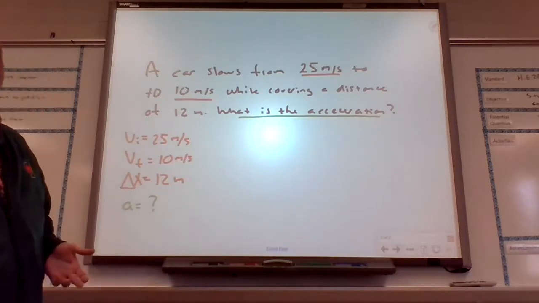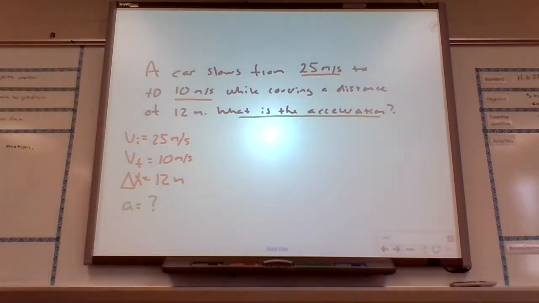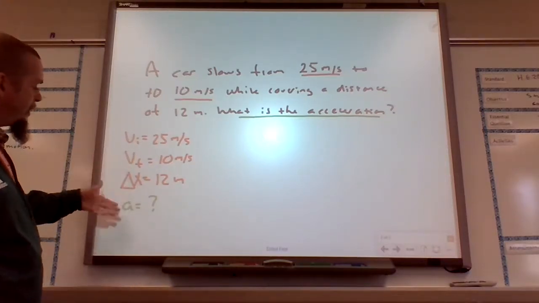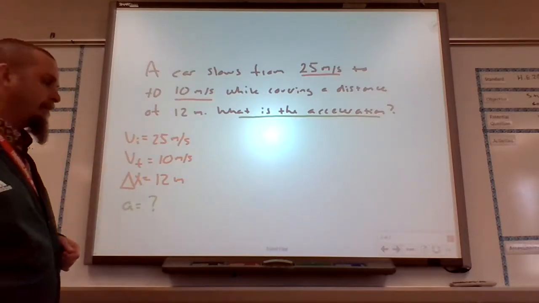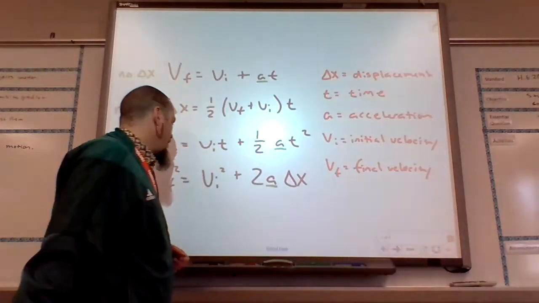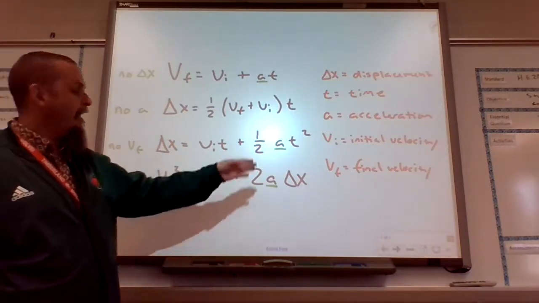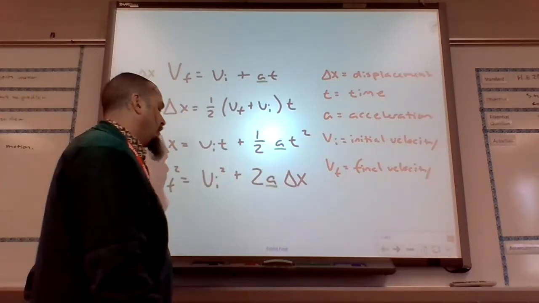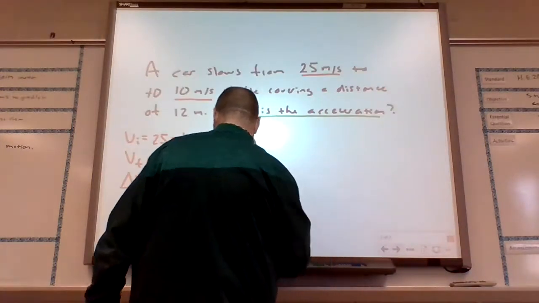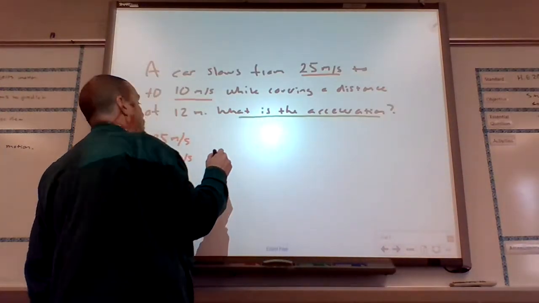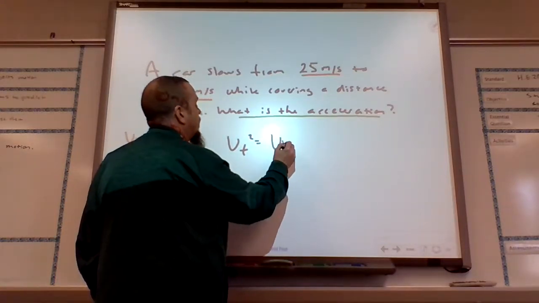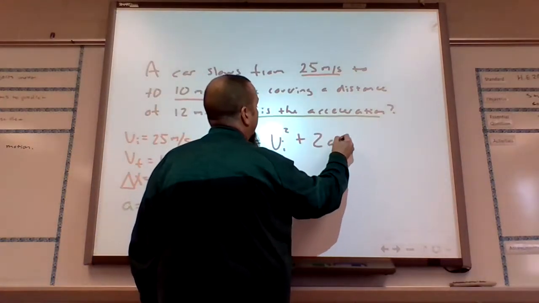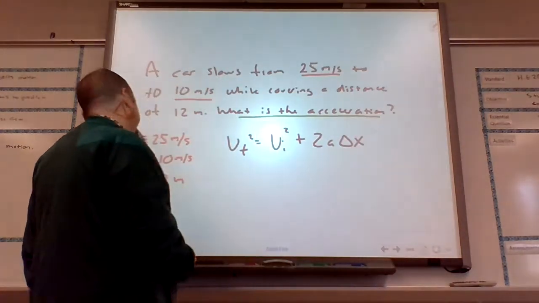So again, I'm not thinking about, oh, time's not here, I need the no time equation. I'm thinking about what I have and what I'm trying to find. I have VI, I have VF, I have delta x. I'm looking for A. So I'm going to use that equation. I'm going to use VF squared equals VI squared plus 2A delta x to solve my problem.